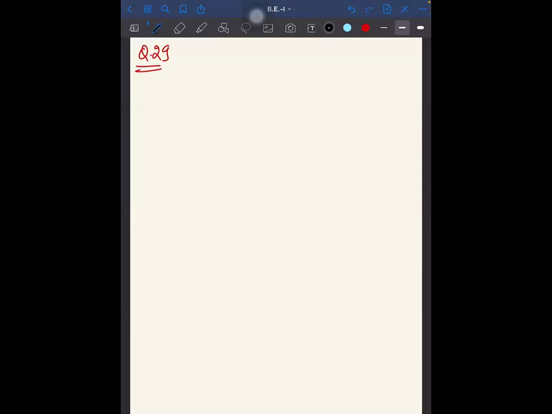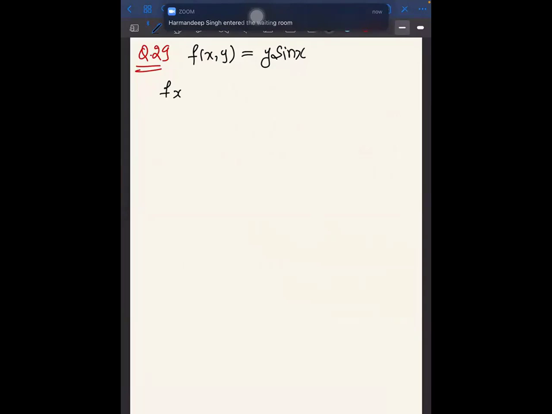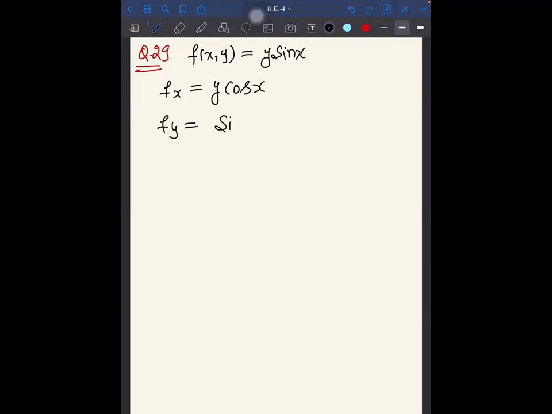Right. So the question says that we have a trigonometric function, y sin x. Can you see that? Okay. So let's start with fx. What is your fx? y cos x. And what is your fy? sin x. Right. So you'll keep those things 0.